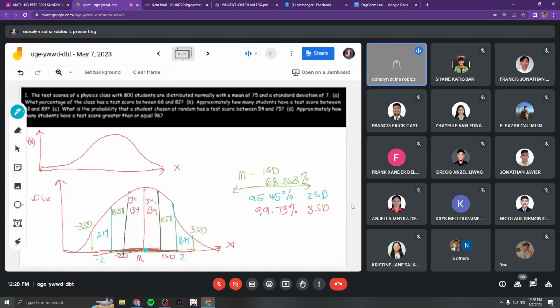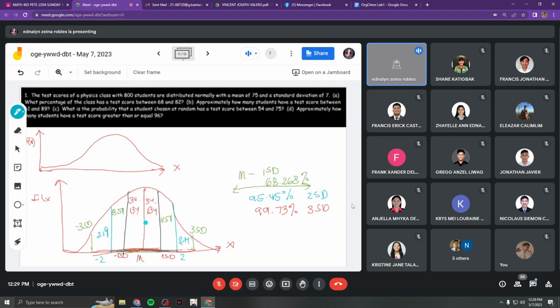So from the mean to the first standard deviation is 34.134% on both sides. From the first standard deviation to the second one is 13.511% on both sides. And from the second to the third, it is 2.14%.